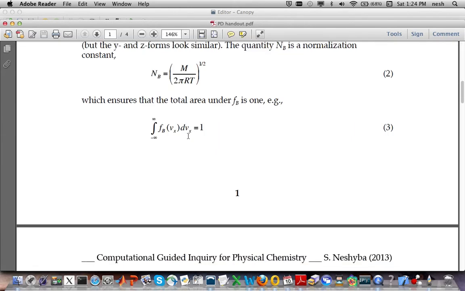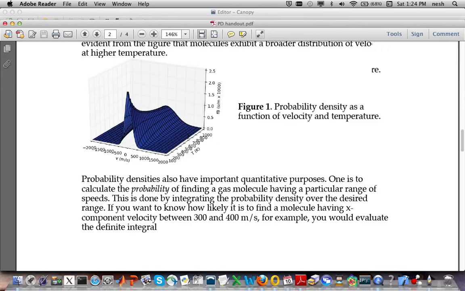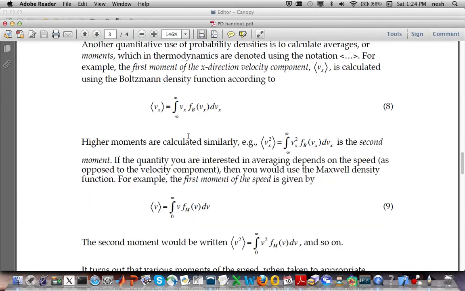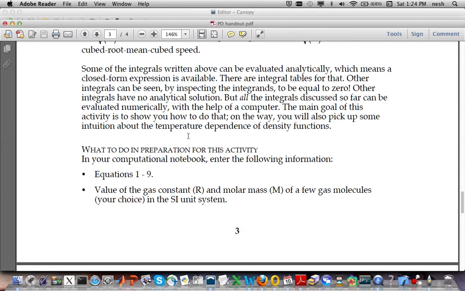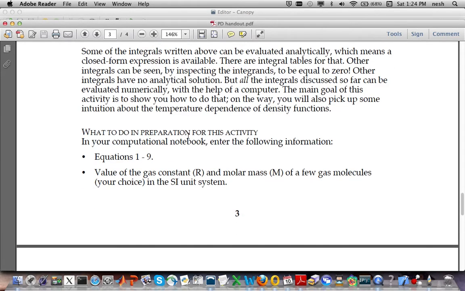vocabulary, and equations. And part of your pre-lab, of course, will be to write down some of those equations and carefully read that introductory material. And also, you'll want to look up the value of the gas constant and the molar mass of a few gas molecules in the SI unit system.